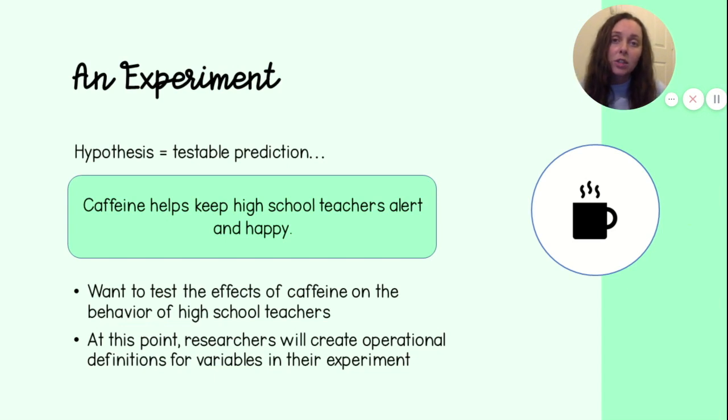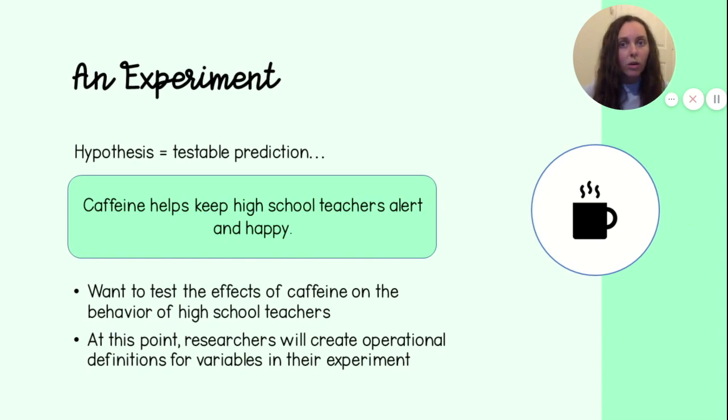Okay, so in an experiment, let's look at some of the things that we'll need and some of the steps that we'll go through. So we always have to have a hypothesis, and that's going to be a testable prediction, which you should already know. So let's take the example of caffeine helps keep high school teachers alert and happy. So we want to test the effects of caffeine on the behavior of high school teachers. And so at this point, you have two variables. You have happiness and you have caffeine. And what do we have to do? We have to create operational definitions for those two variables so other people can replicate this experiment in the future.